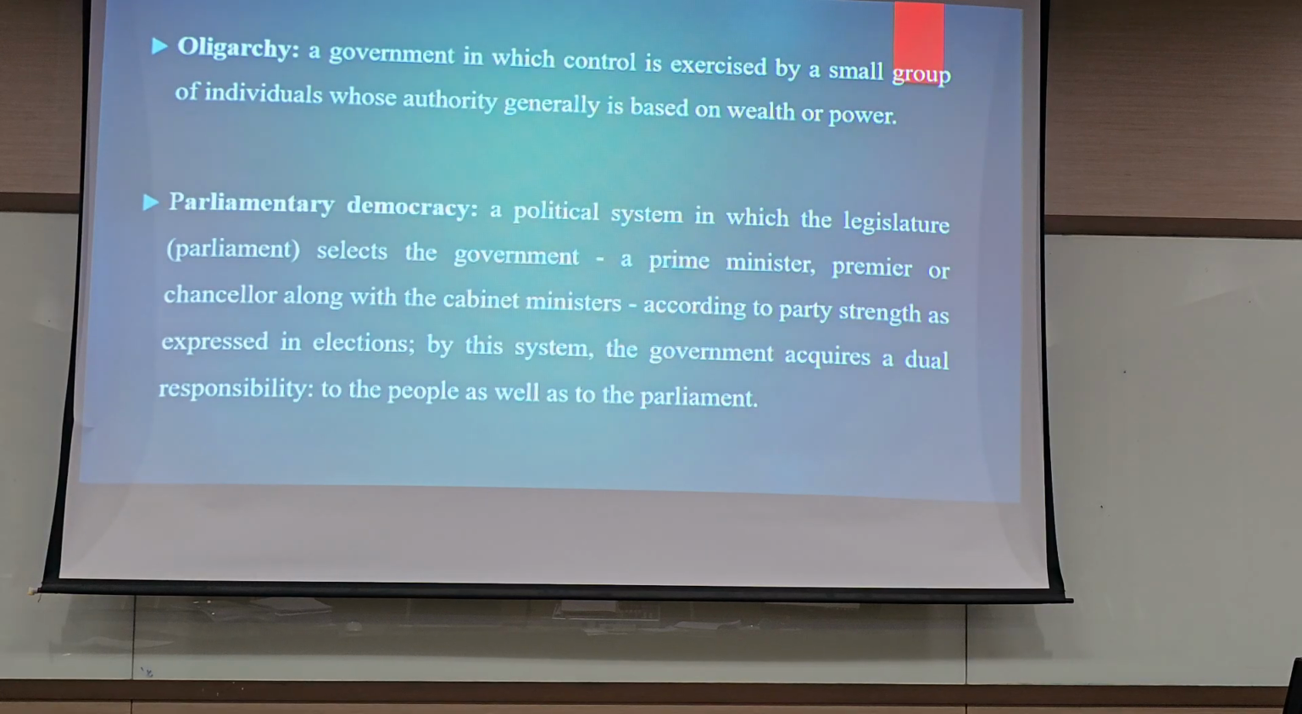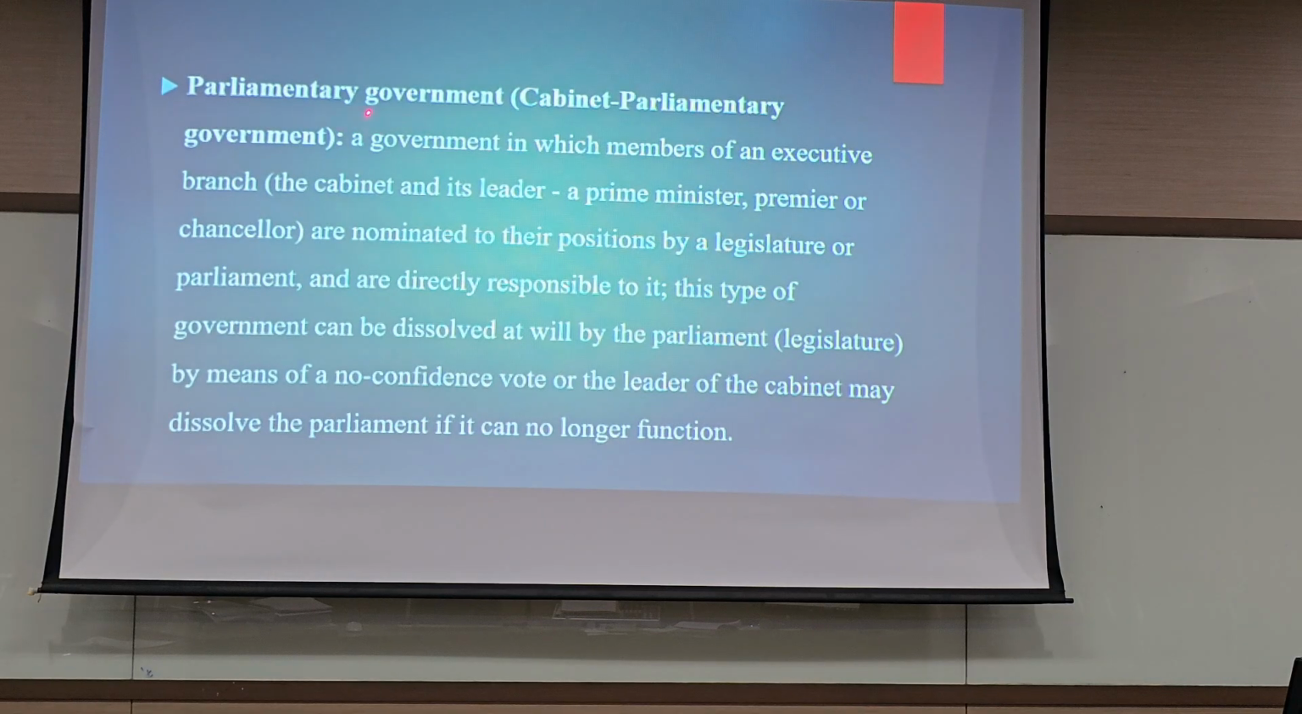If you look at democracy, it is very general. This one is open to the legislation. And then don't forget the word you used, parliamentary democracy. But this one said parliamentary government. Sometimes they're all the same, but some nuances might be there. This particular one, an executive branch, that's the cabinet and the prime minister and so on, are nominated to their position by the legislature. The Thai government also practices that one, or parliament, and they are directly responsible to it. This type of government can be dissolved at will by the parliament because it's by nomination.